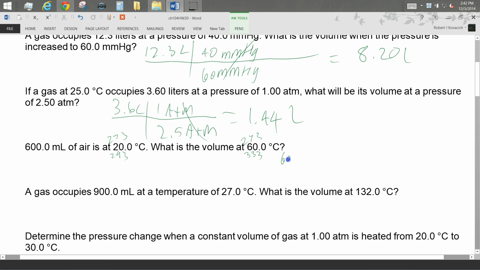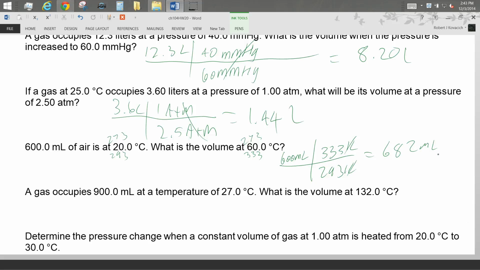So then I'm going to take 600 milliliters, and I'm going to put 333 Kelvin here, and I'm going to put 293 Kelvin here. And the kelvins will cancel, and what do I get? 681.9. So 682. It gives us 600.0, but there's only, it's 20.0, right? It's everybody's sig fig. Smallest one is the only one that matters. So 682 milliliters. So it got bigger. That's what we expected.